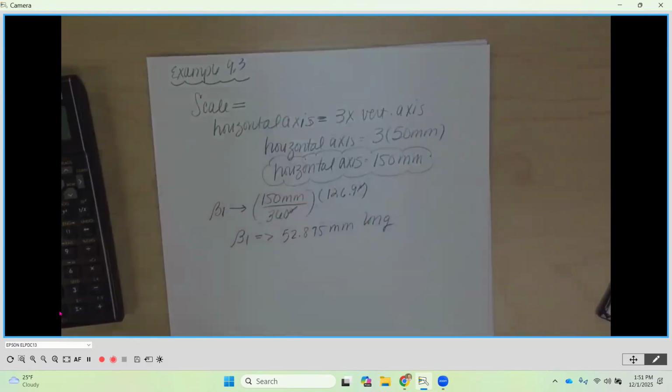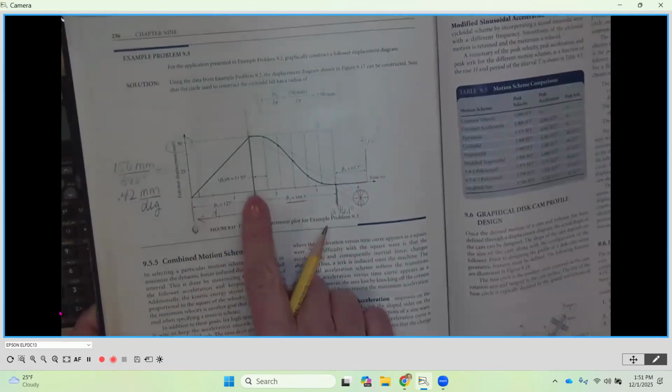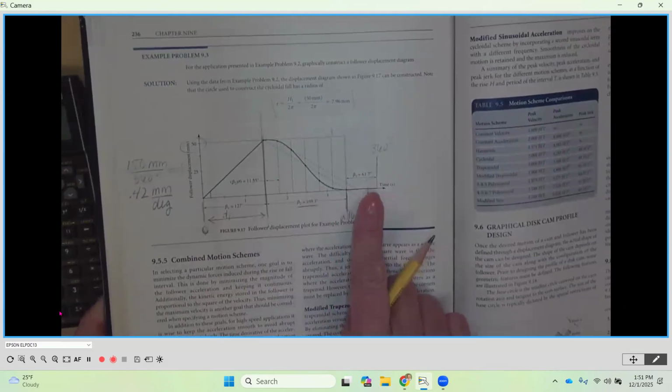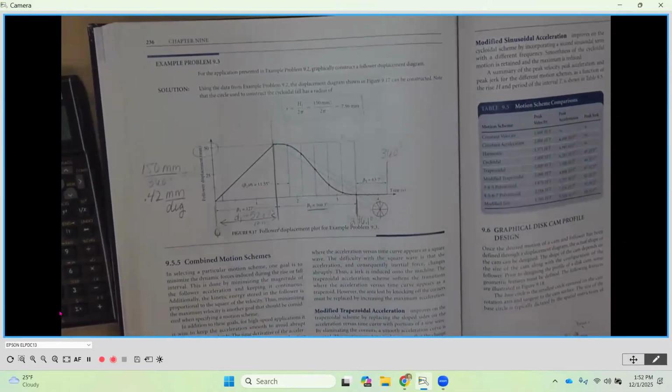Usually this is the part where people are like, how am I supposed to get the length? So I'm trying to walk you through this so you know how to construct that. When I draw it in AutoCAD, this whole length, all the way to the end at 360, is going to be 150 millimeters long. But this chunk right here where D1 is, that's going to be 52.875 millimeters long. Does that make sense?